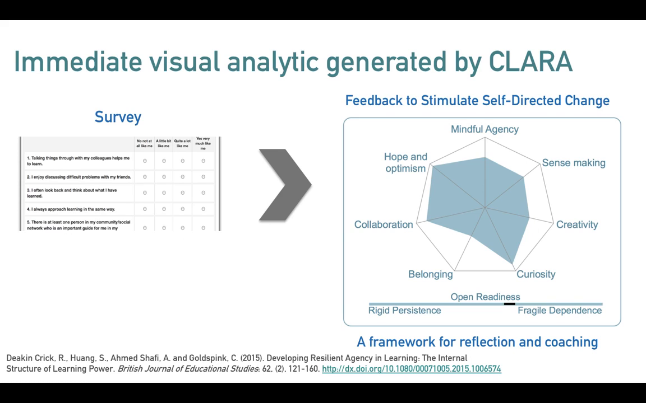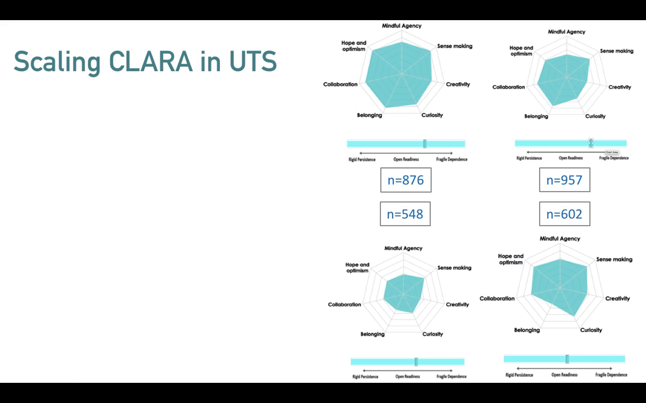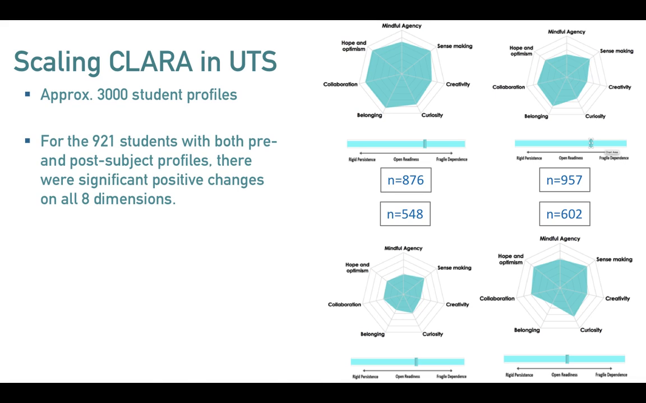And this has been embedded bit by bit into what we're doing here at UTS, but actually started in schools, right? So young people can understand this kind of language. Interestingly, when you start doing this at scale, for example, we've got about 3,000 student profiles here at UTS now, you can start to do statistics on these profiles. So we could ask, in this corpus, do we have significantly differently shaped profiles? Okay. And we could ask questions like, was there a statistically significant shift on one or more dimensions for a particular cohort after an intervention?